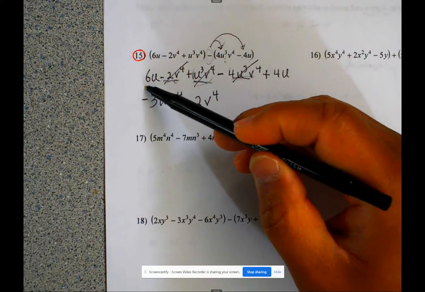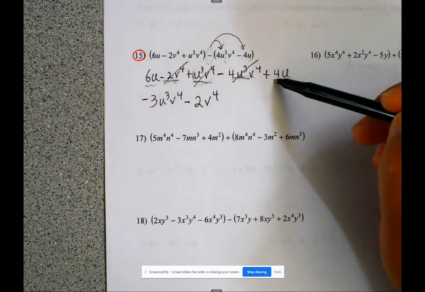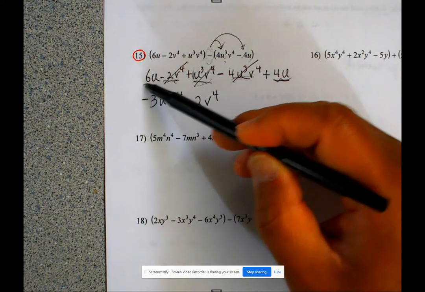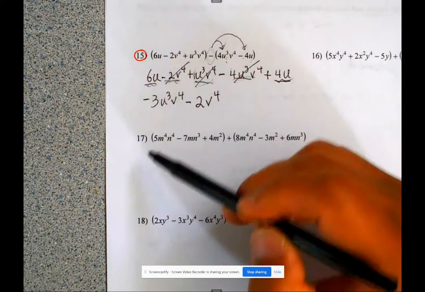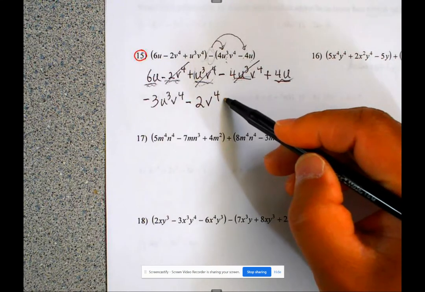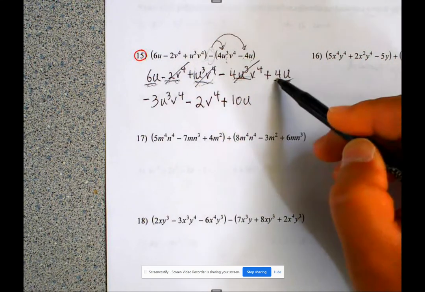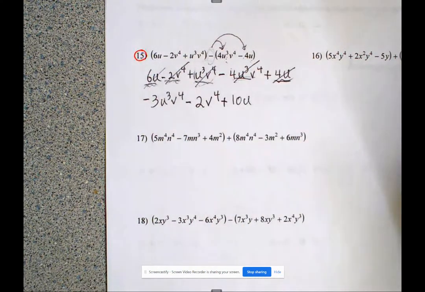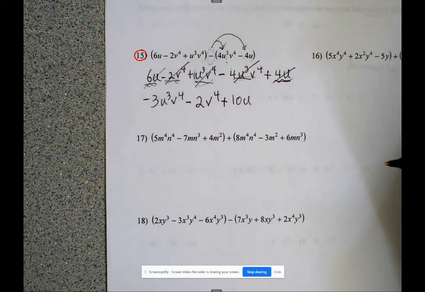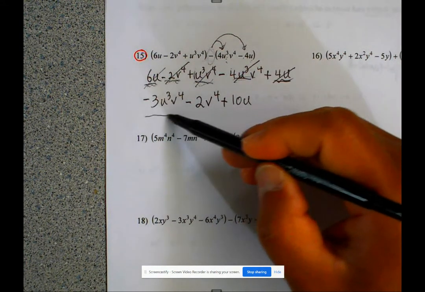Let's see if you have any u's. So we have positive 4u and positive 6u. So that will give you positive 10u. And then cross these two out. There it is. All right, so let's go ahead and box this one.